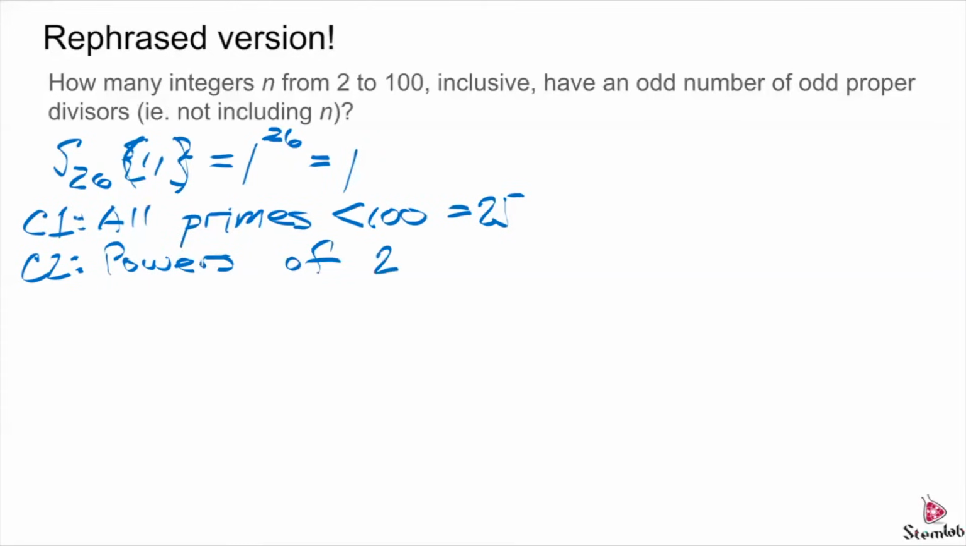Powers of 2 will only have 1 and every other factor being even. So the ones that are not included in case 1 here will be from the set 4, 8, 16, 32, and 64. Okay, so there's 5 of those. Then we will just begin to construct a few cases. There's only actually 3 more general cases.